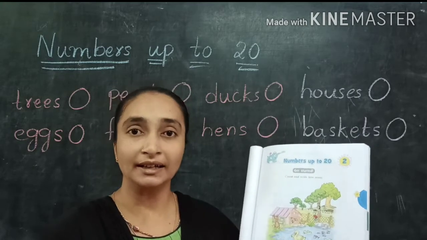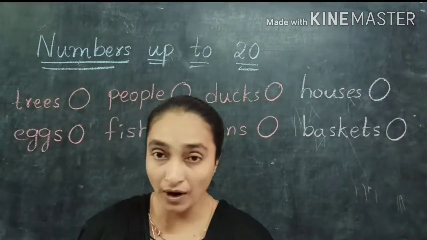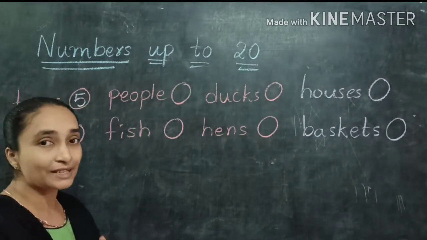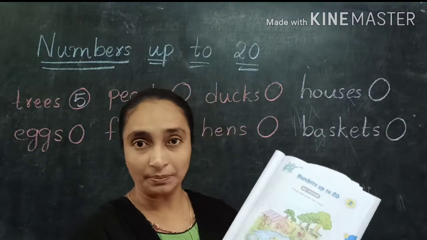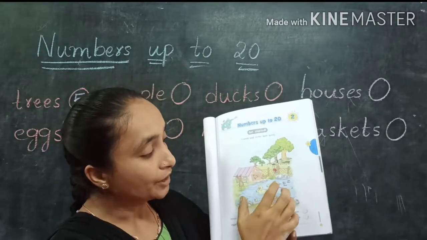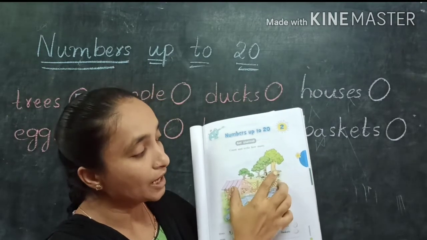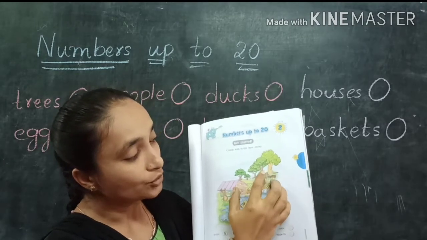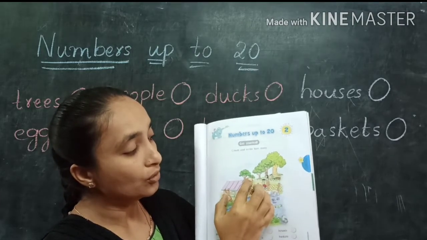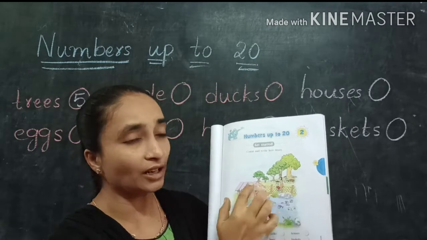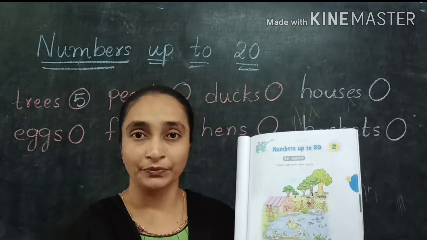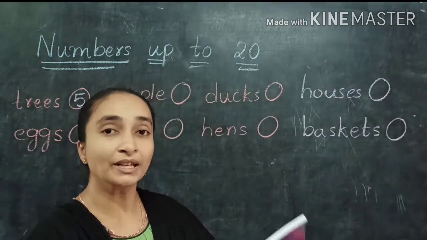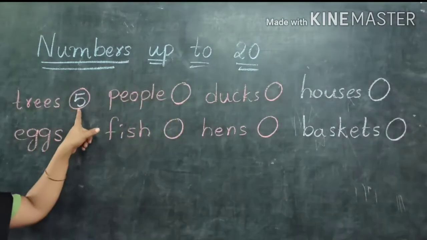The first one is trees. They have given the number 5 as the answer. How could we say there are 5 trees? Let us count in the picture. Here we can see the big trees. How many trees are there? There are 5 trees. 1, 2, 3, 4 and 5. Totally there are 5 trees in the picture. Like this, you have to observe the picture, count and write how many there are. That number you must write in the circle.